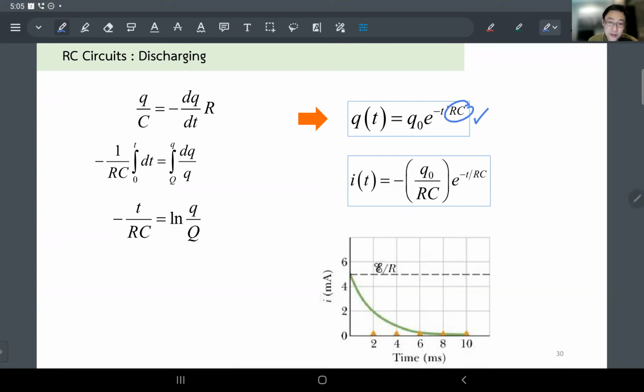Same thing with the current. You just differentiate this one once. To get to this, you do dq by dt. But once again, see, now you understand why the derivative of an exponential stays exponential. Because you can also guess that the current will die away with the same factor. It's going to be exponential decay as well.